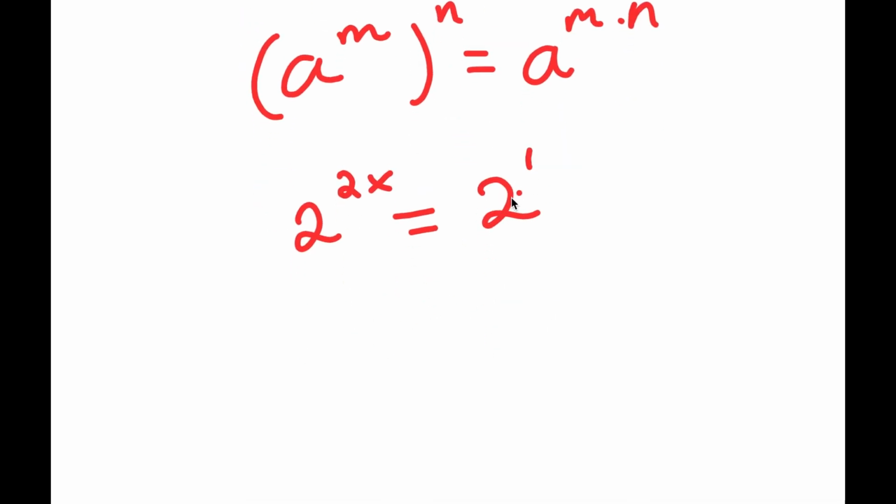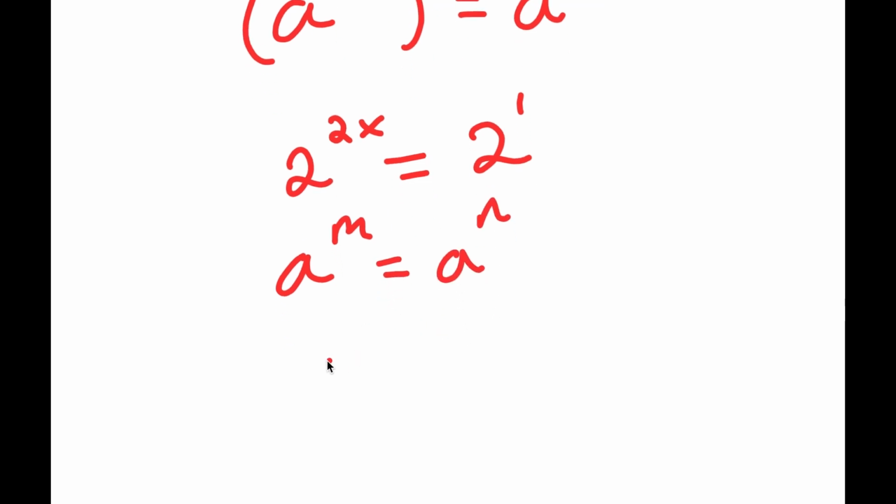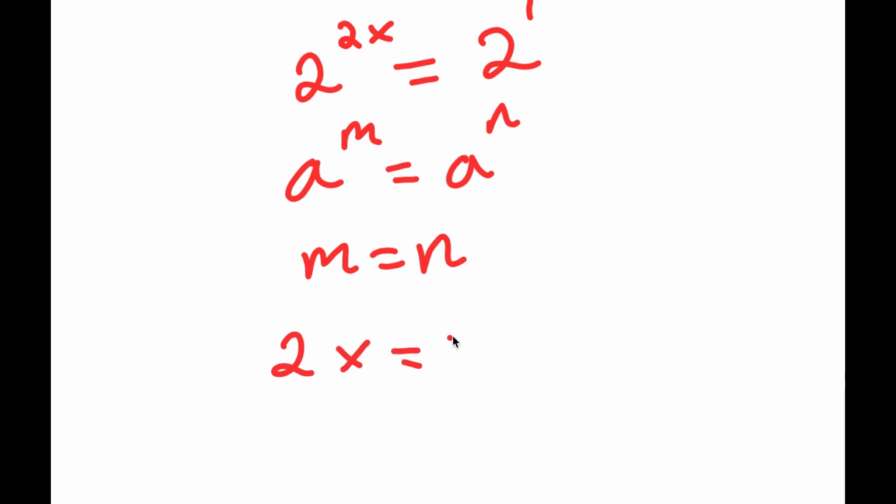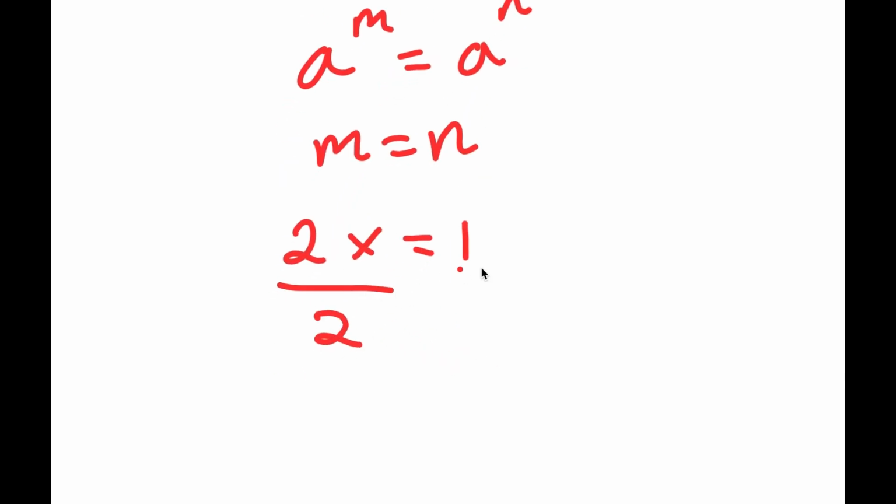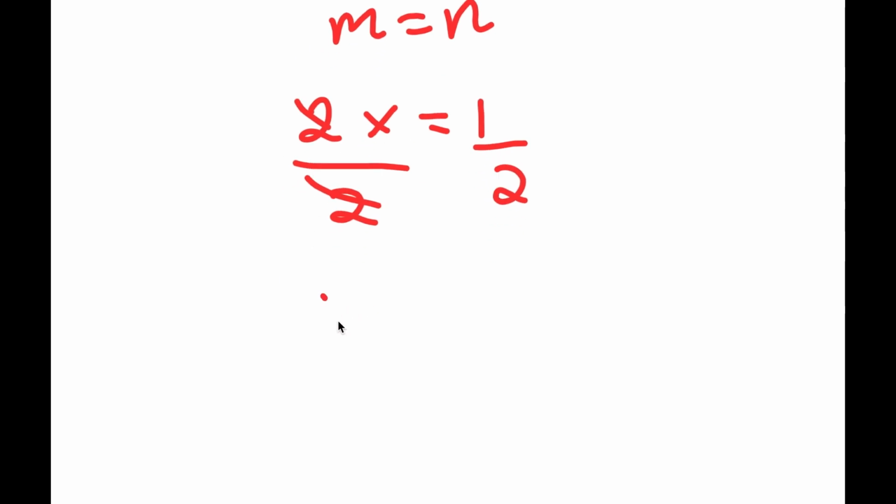And 2 is the same thing as 2 to the power of 1. Now, if I have something in the form a to the power of m is equal to a to the power of n, this means that m is equal to n. So I get 2x is equal to 1. Now, if I divide both sides by 2, I get x is equal to 1/2.